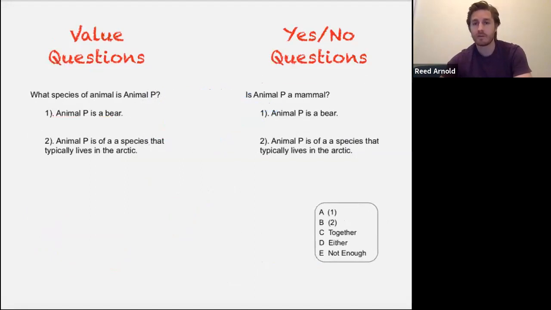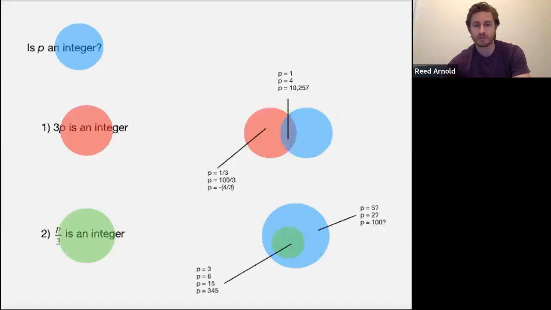I don't care about non-bear circles right now. I'm told I'm a bear, I gotta be a bear. What kind of species? I don't know yet. Am I a mammal? Yes, because I'm in the bear circle. So for p over 3, I got to be in the p over 3 circle. That's the green circle. And it just so happens that the green circle is part of the blue circle.